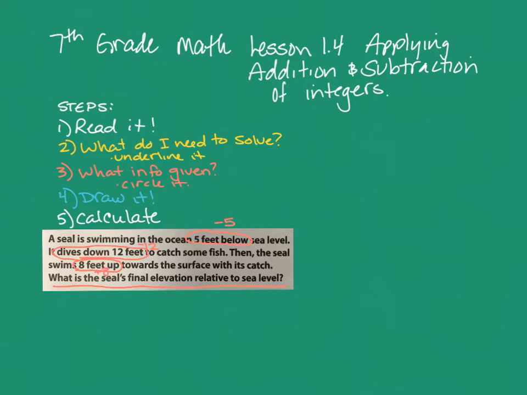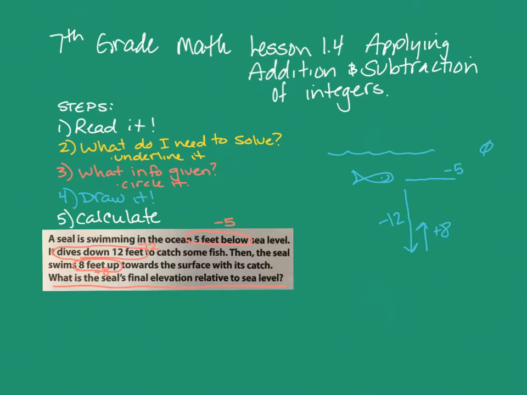Let's draw the picture. So I've got some water here and I've got my seal. That's a seal. Okay, maybe it's not. Here we go. We're going to just have to pretend. That's my seal. He starts underwater, which is good, at -5, because that's 5 feet below sea level, where sea level is 0. And then it says he dives down 12 feet. So he goes down -12 more than he was before. And then he goes up 8 feet. So he goes up +8.